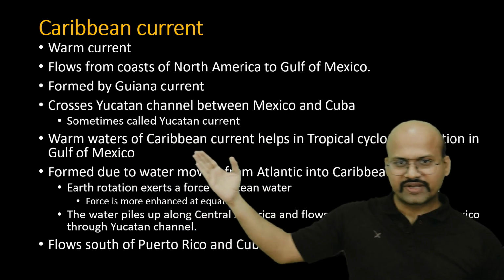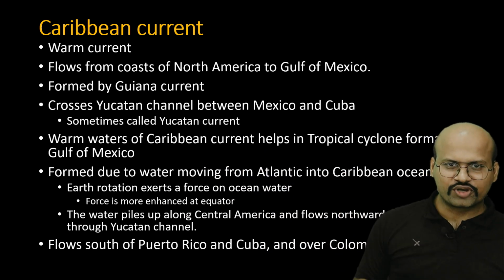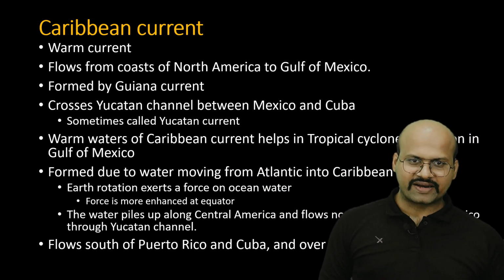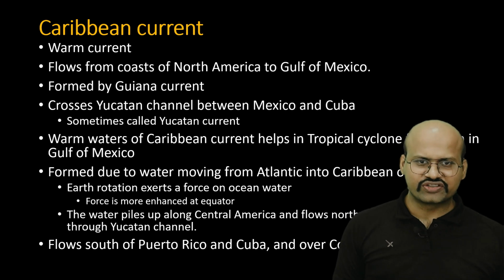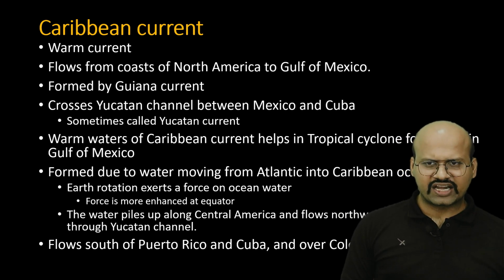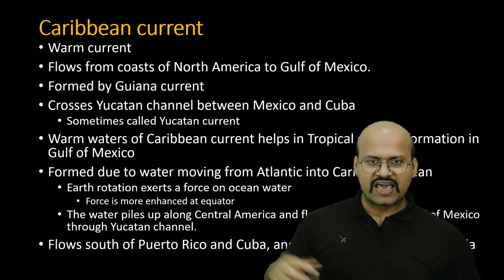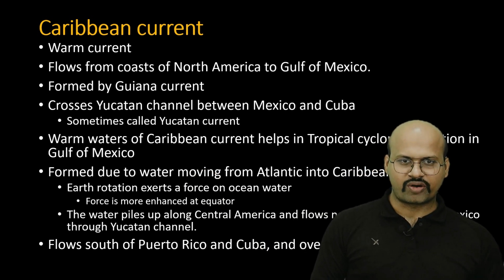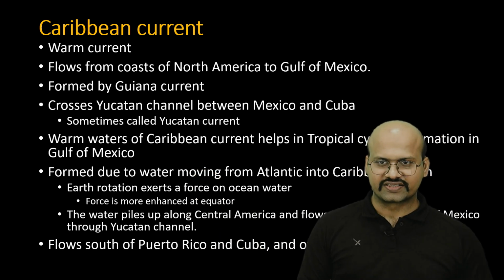Warm waters of the Caribbean Current help in tropical cyclones because the water brought by the Caribbean Current is from the equatorial region. It is warm water. So when cyclones are formed, they can get a lot of moisture from these warm waters of the Caribbean Sea. So this Caribbean Current helps in intensifying the tropical cyclones which are generated in this region.